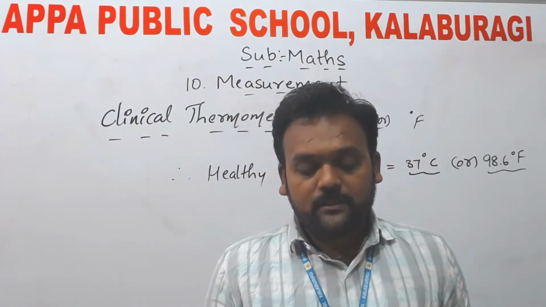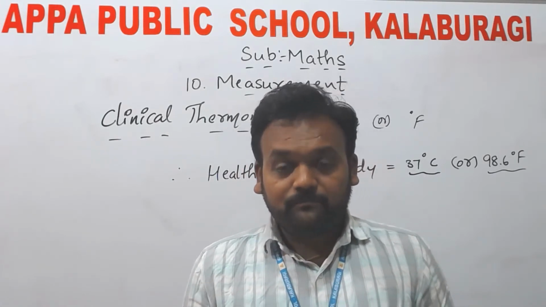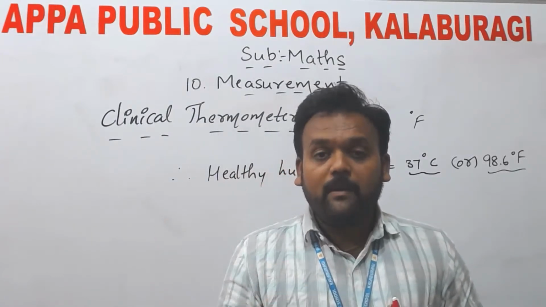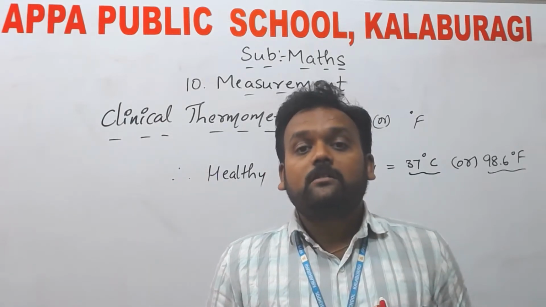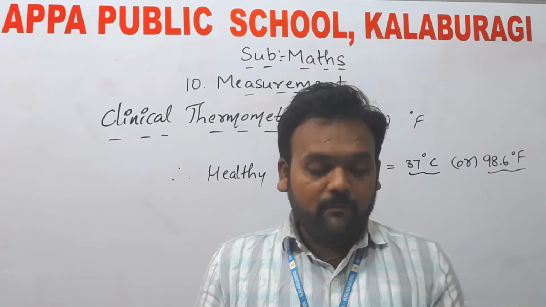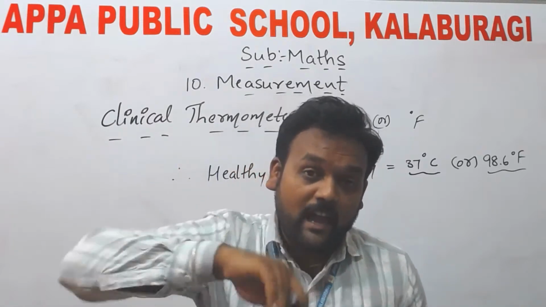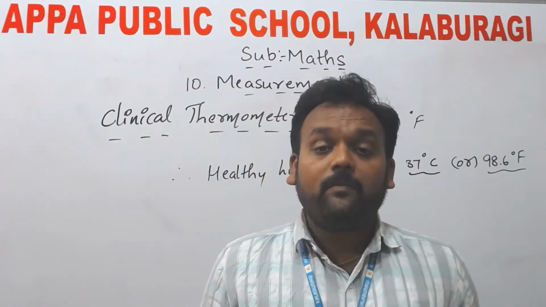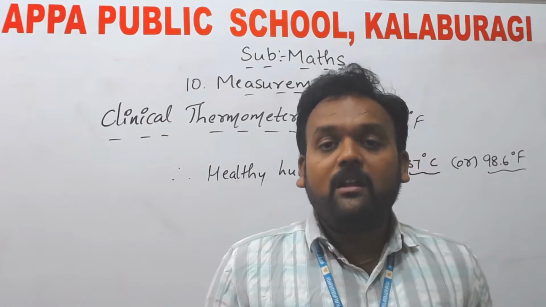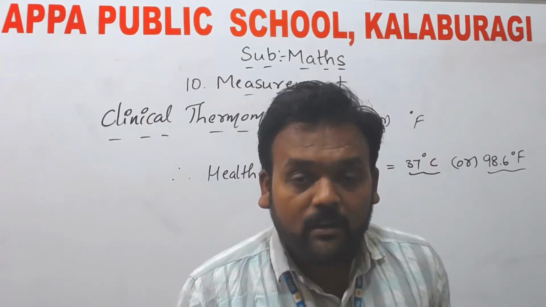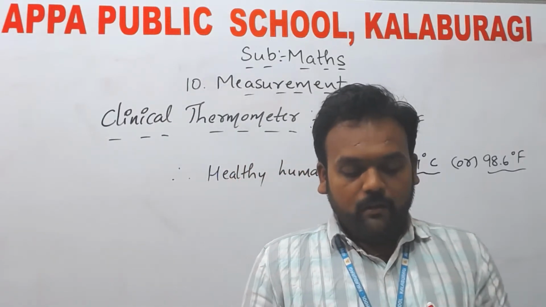Then the number against the point at which the mercury column stops. So what is mercury here? Mercury means, in a clinical thermometer, one liquid is there. The name of the liquid used in thermometers, in clinical thermometers or in laboratory thermometers, is mercury. Mercury is the name of the liquid used in clinical thermometers as well as laboratory thermometers. Understood? Mercury is a liquid.